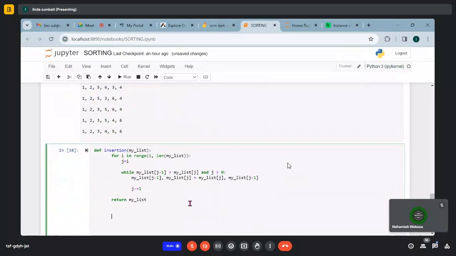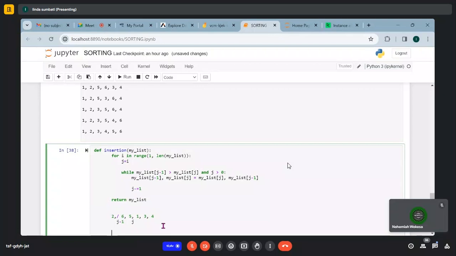So we said it assumes this one is already sorted. So it begins from the element at position 1, right? So we've said our element at position 1 will be our J. If it's J, it will be compared to the previous one. What will the previous be? It will be J minus 1.